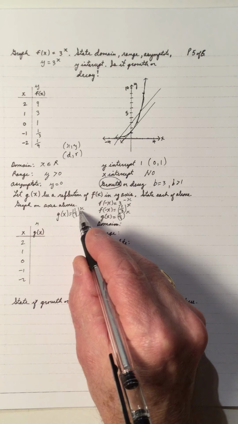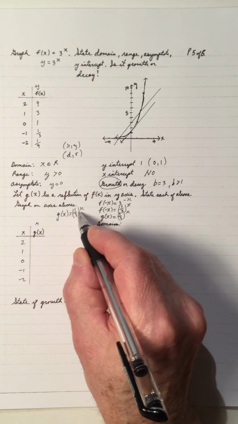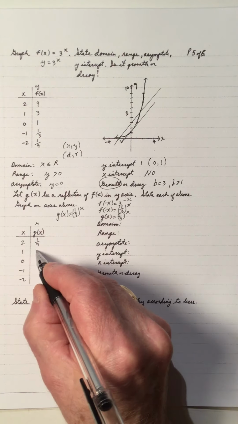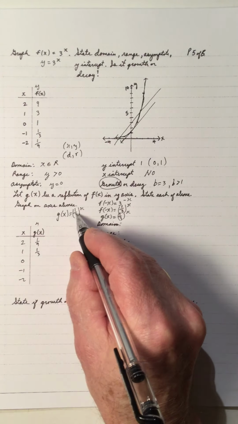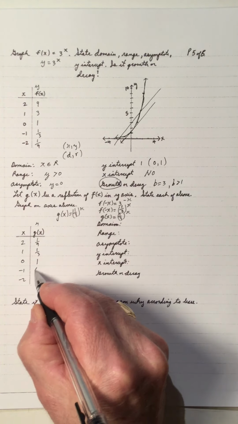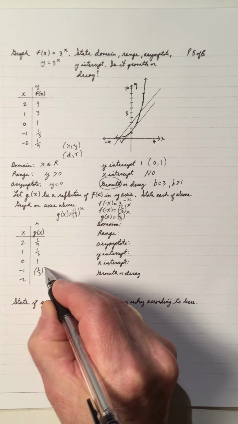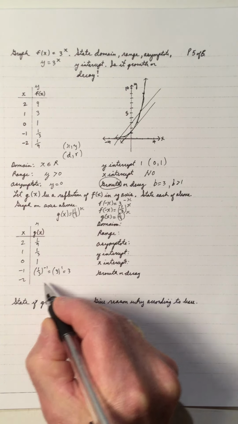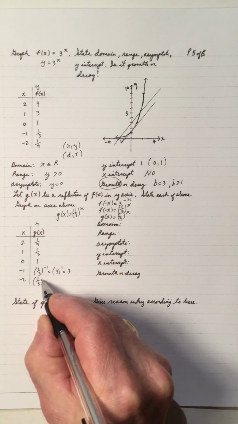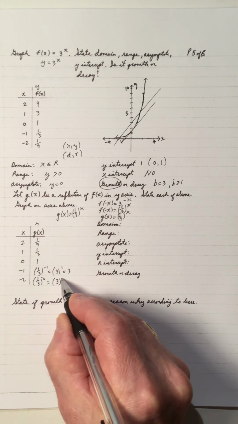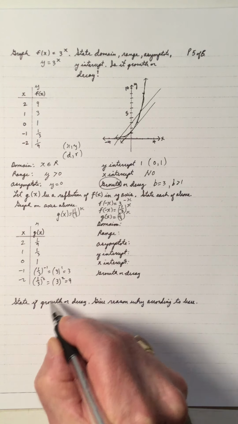Let's put a 2 in here, and 1/3 squared is 1/9. Put a 1 in, 1/3 to the 1 is 1/3. Put a 0 in, we get a 1. Put a -1 in, and 1/3 to the -1 becomes 3 to the 1, which is 3. And we put a -2 in. Notice the -2 flips the fraction to a 3, makes the exponent positive, so we get a 9.